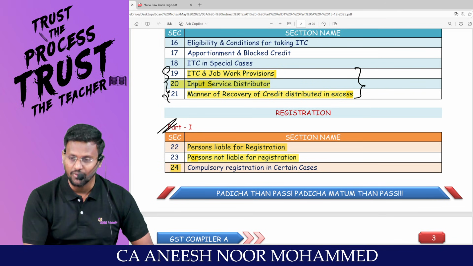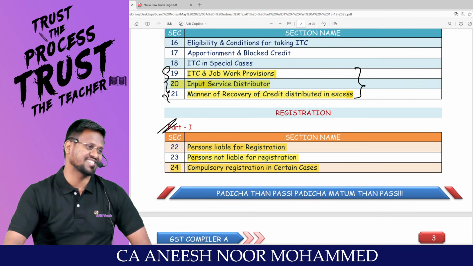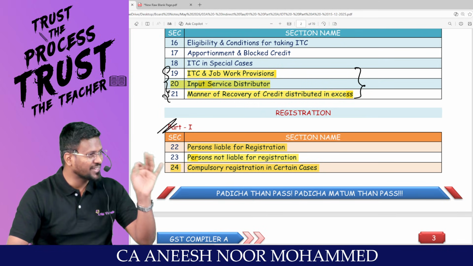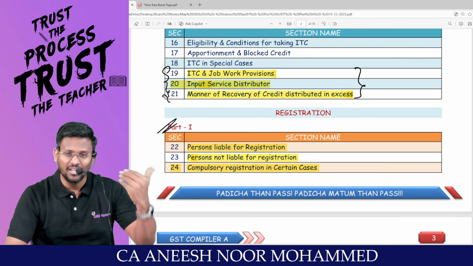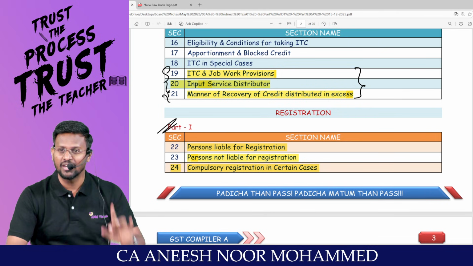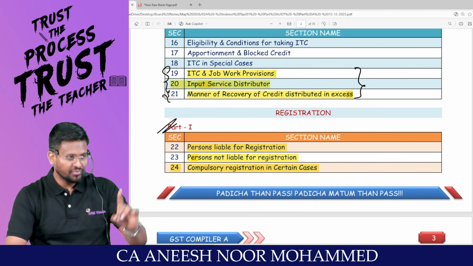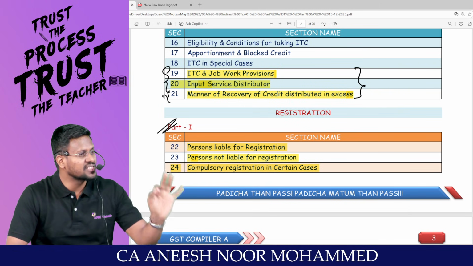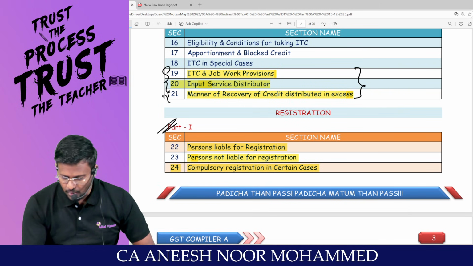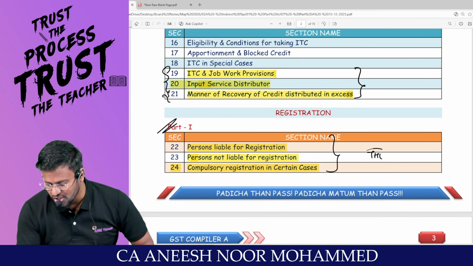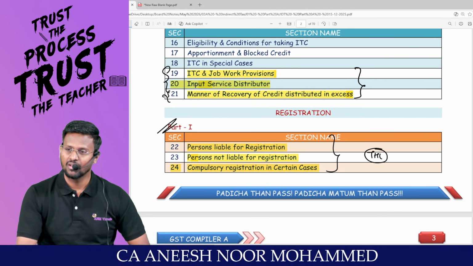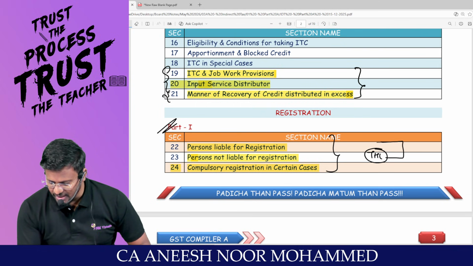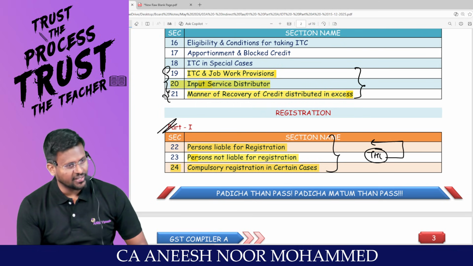That's section 24, compulsory registration in certain cases. Even though your turnover does not exceed the threshold limit, still there are certain people compulsorily liable to take the registration. That means whether you have to take the registration or not is based upon... Sir, if your turnover exceeds the threshold limit, liable to take the registration.